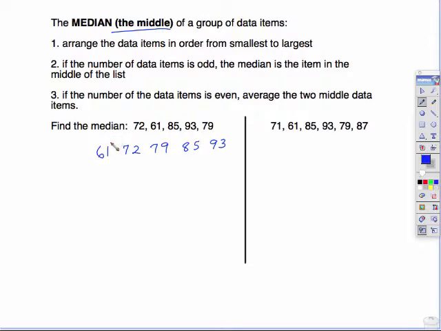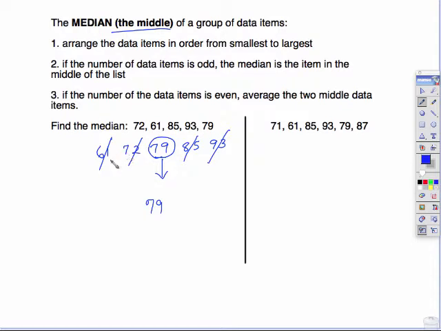I've seen grade school teachers teach: cross off the 61, cross off the 93, cross off the 72, cross off the 85, and keep crossing off until you are left with one number in the middle, so the median is 79. The only problem with that method is if you've got a lot of numbers in a row, then doing all that crossing off takes time.